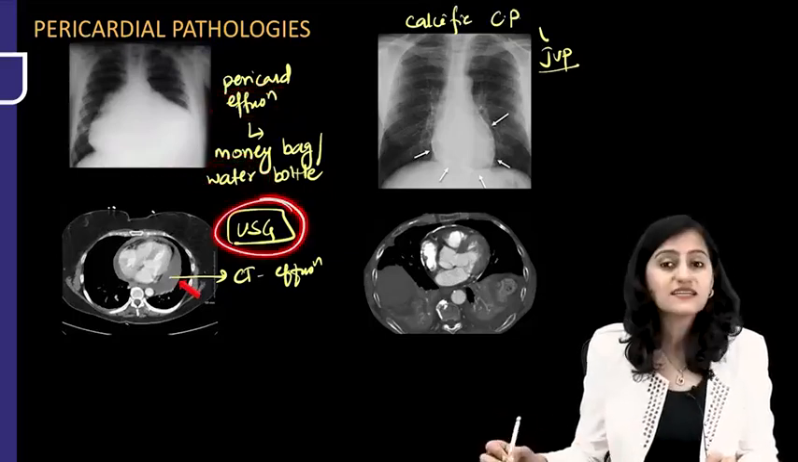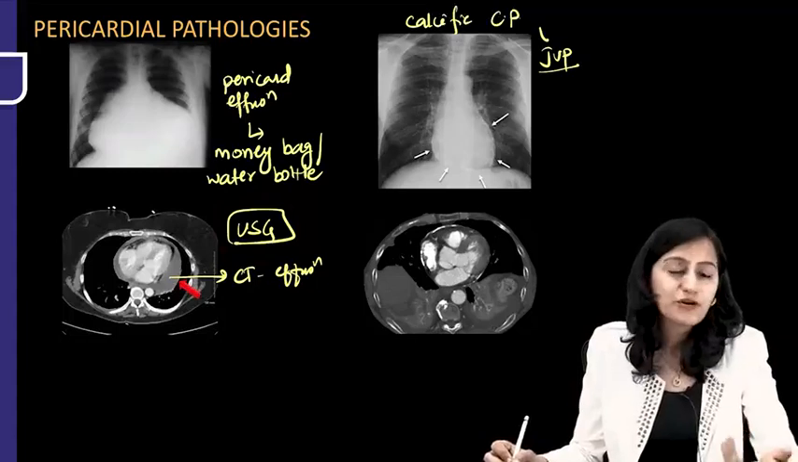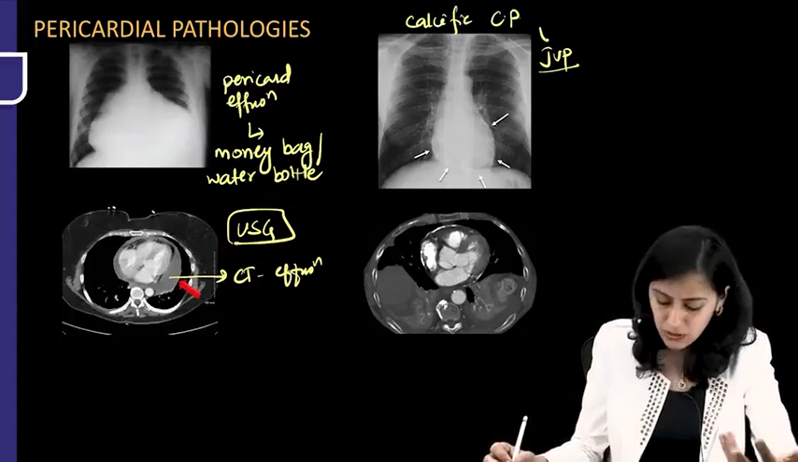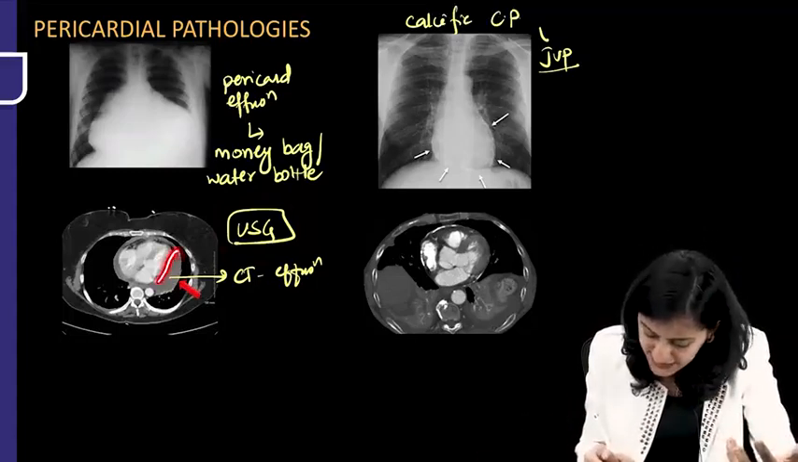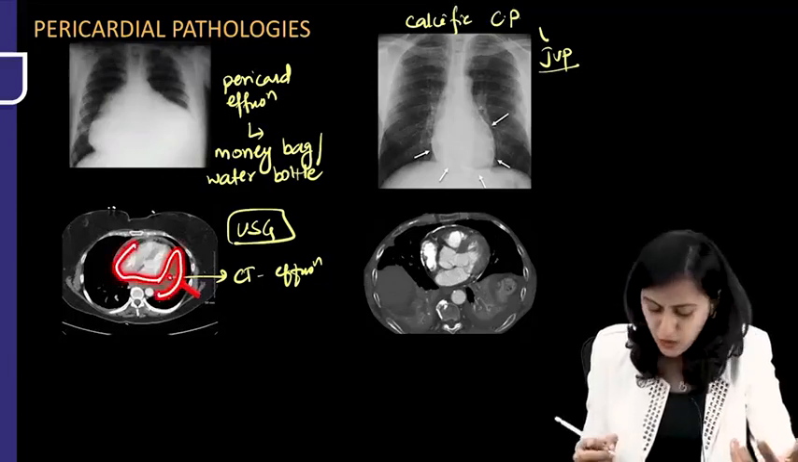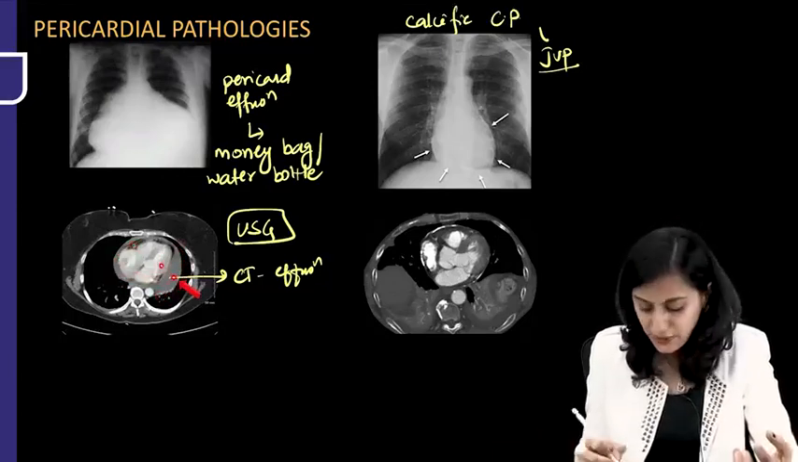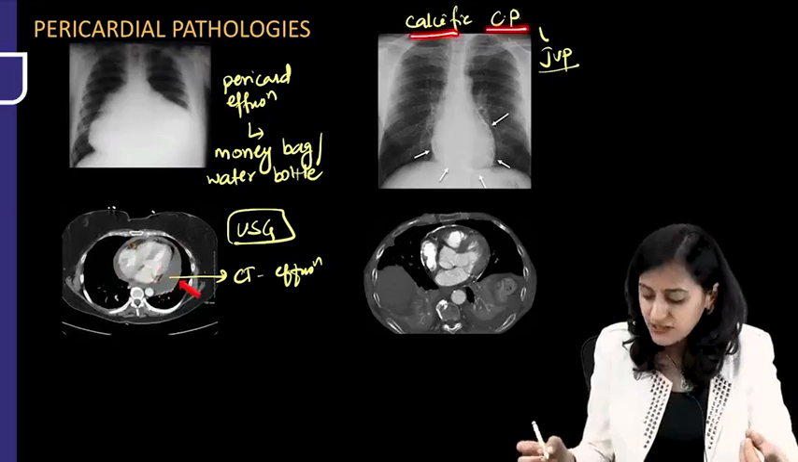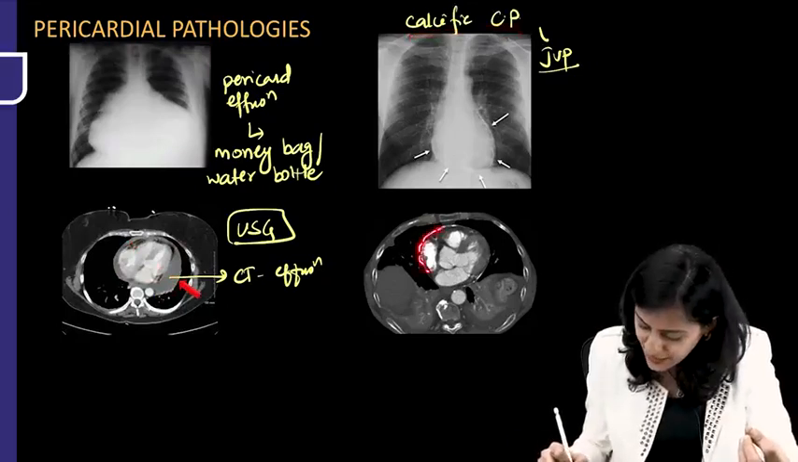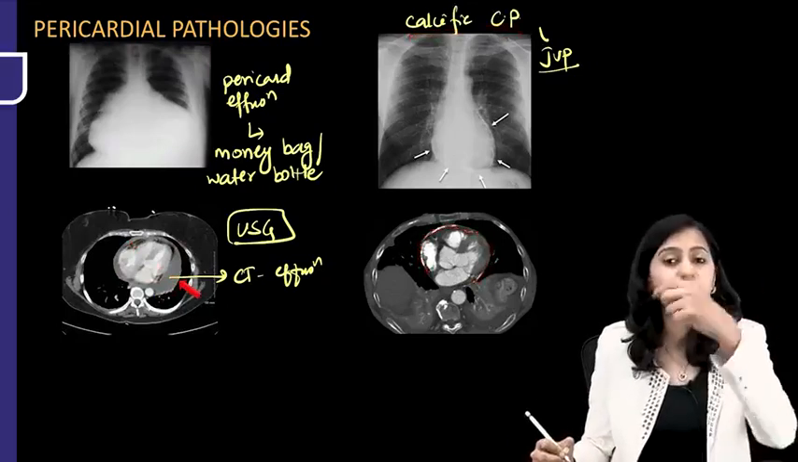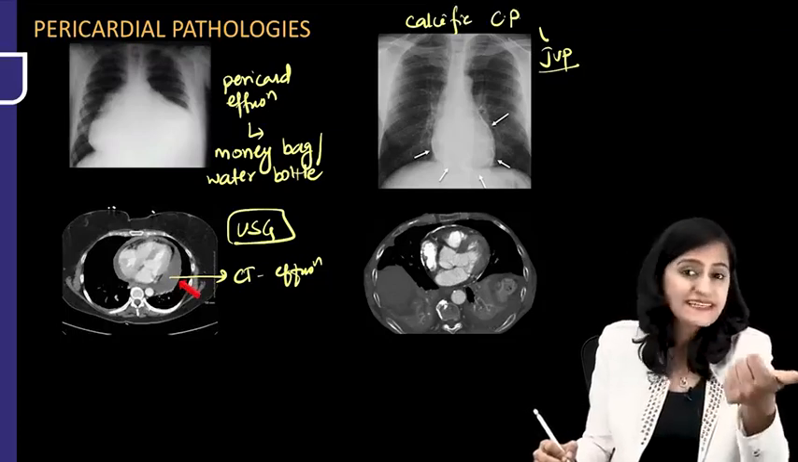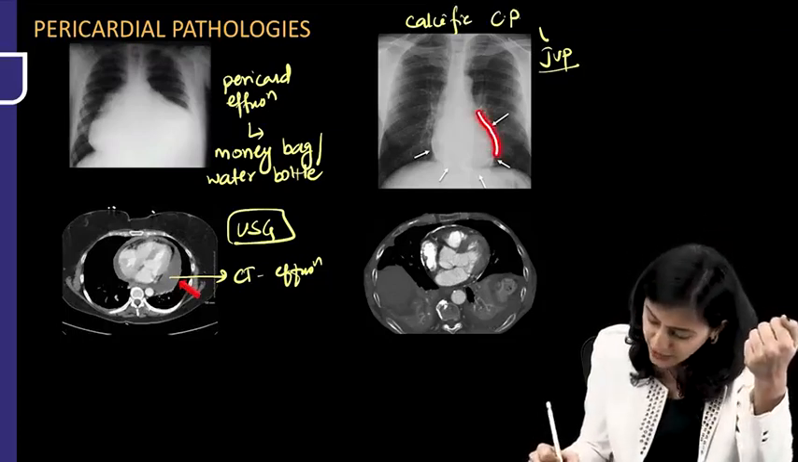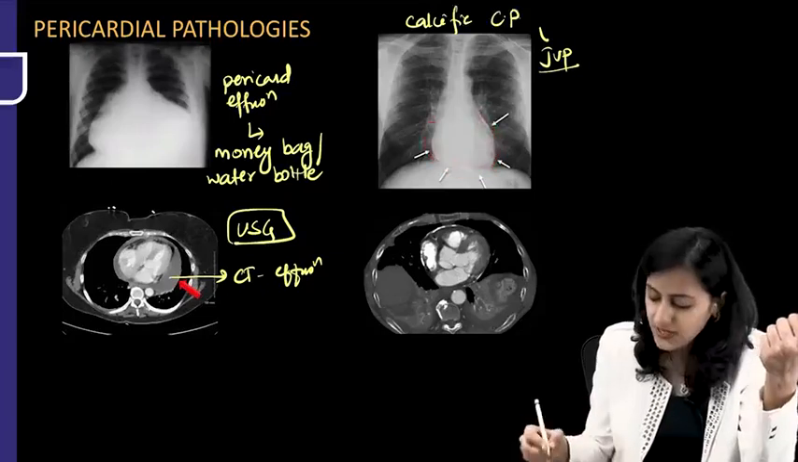What will be the investigation of choice? Ultrasound, because fluid, ultrasound, echocardiography. On CT scan, this is the gray density of the water that you are seeing surrounding the heart. Calcific constrictive pericarditis, you can see this white calcification along the heart. So CT is the investigation of choice. Look at this calcification around the heart.